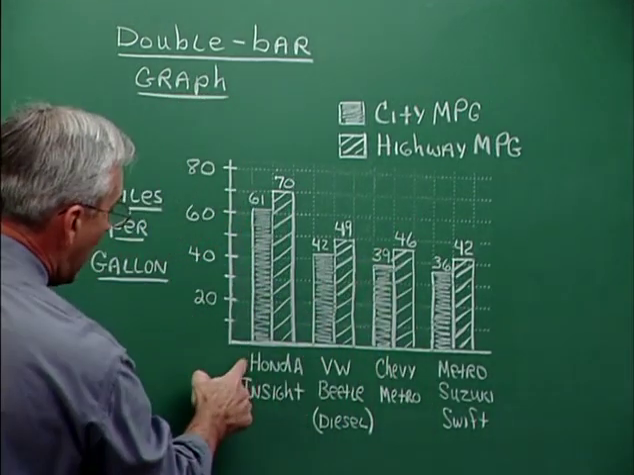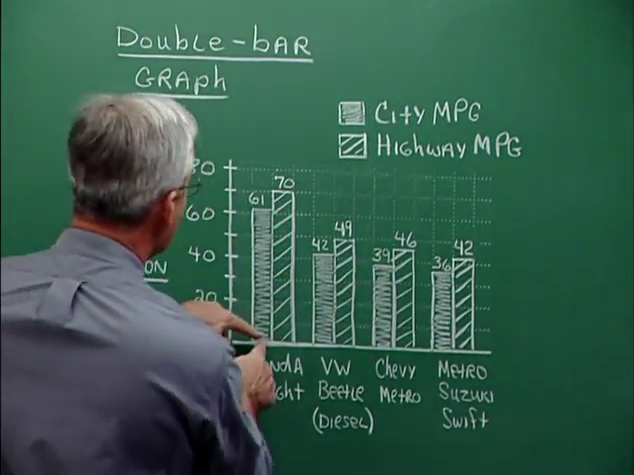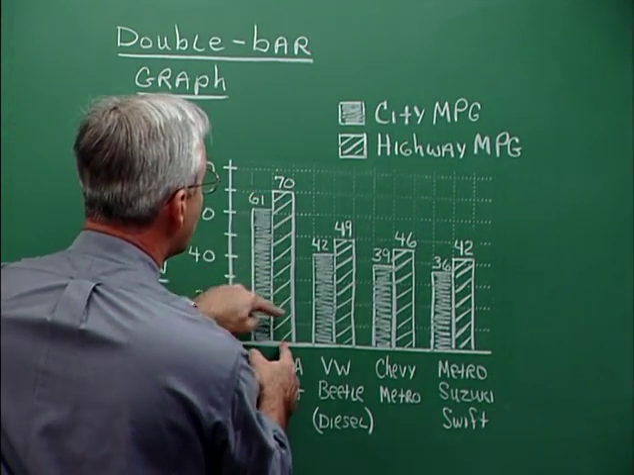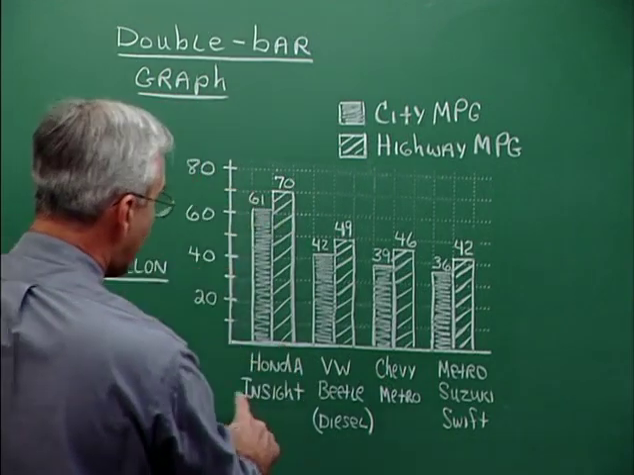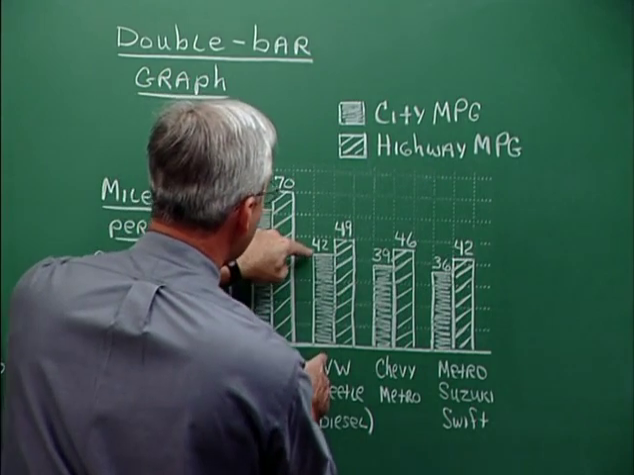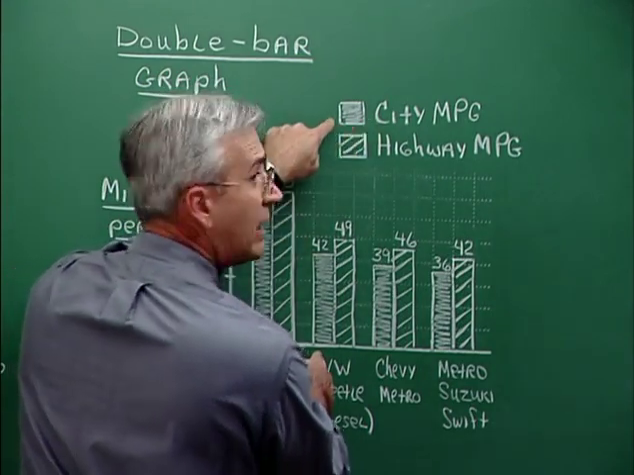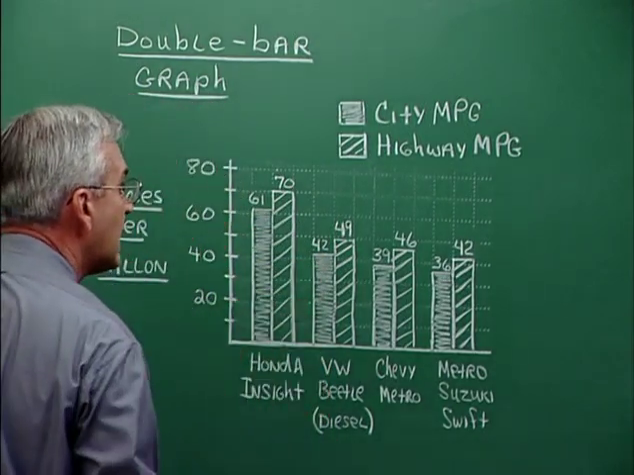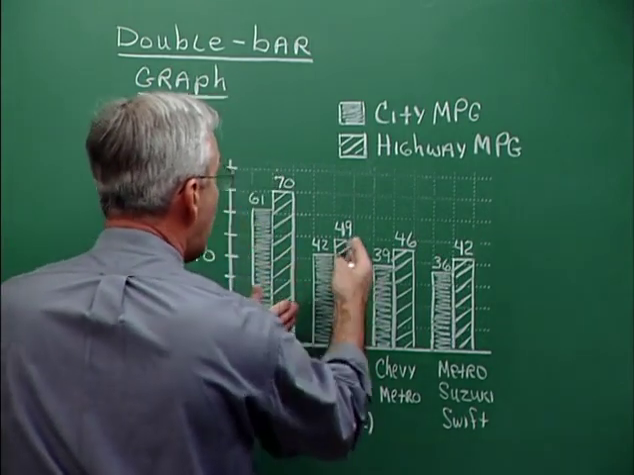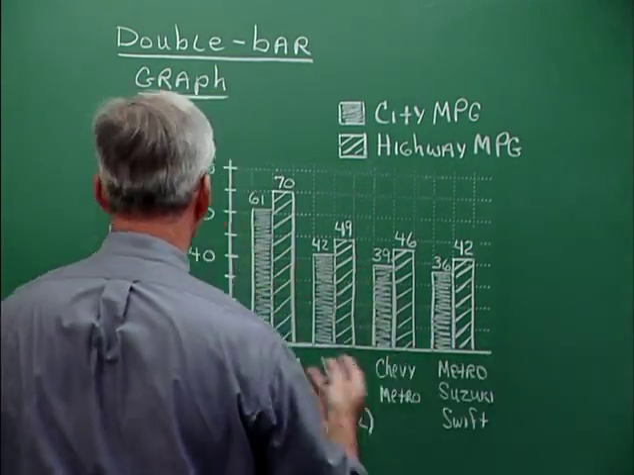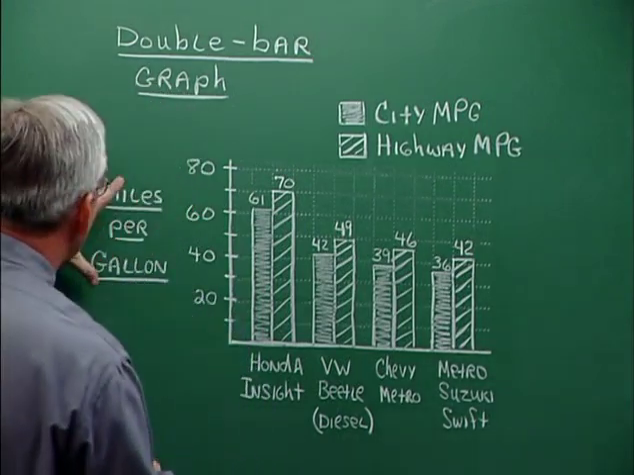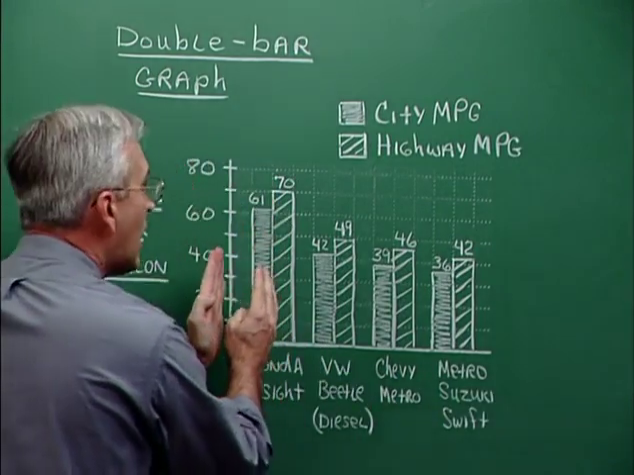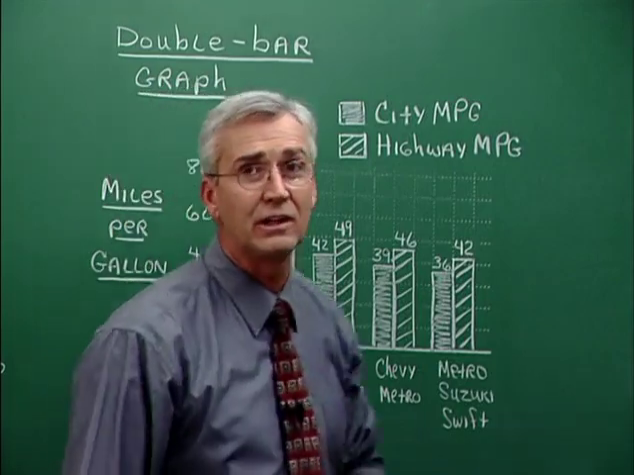So let's see. For the Honda Insight, city mileage was 61 miles per gallon, and highway mileage is 70 miles per gallon. And for the VW Beetle diesel, 42 miles per gallon for the city. You see, we have to refer to the legend to understand what we're talking about for a particular kind of shading. And then we see the highway miles per gallon and so on, for all of the different automobiles. So we have miles per gallon on one axis, different names of automobiles, and this double bar idea associated with a particular legend.